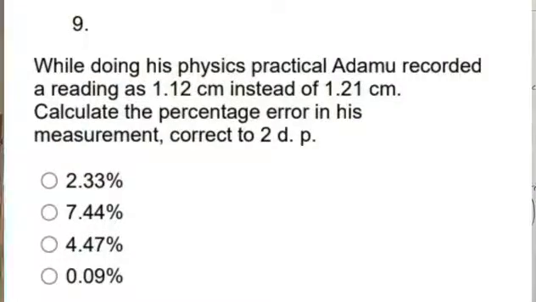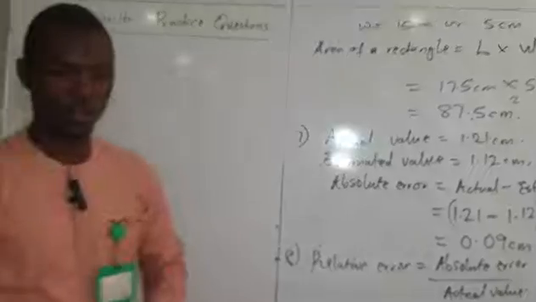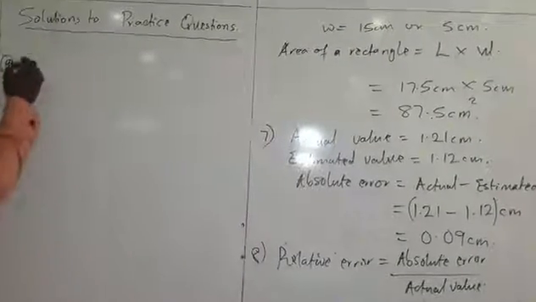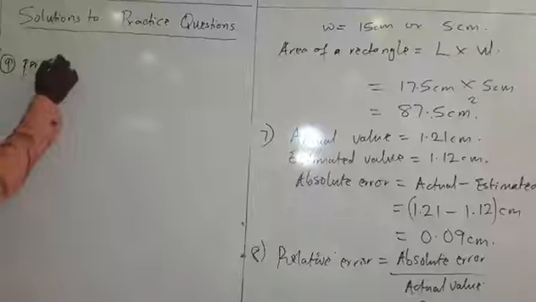So question number 9. If you check question 7, 8, 9, they have the same information but with different questions. So question 9 says, while doing his physics practical, Adamo recorded a reading as 1.12 instead of 1.21. So the actual value there is 1.21, while the estimated value is 1.12. We are asked to calculate the percentage error in this measurement.